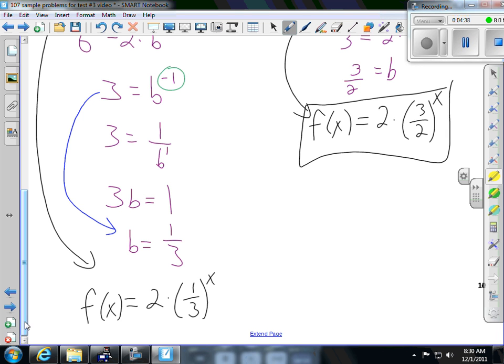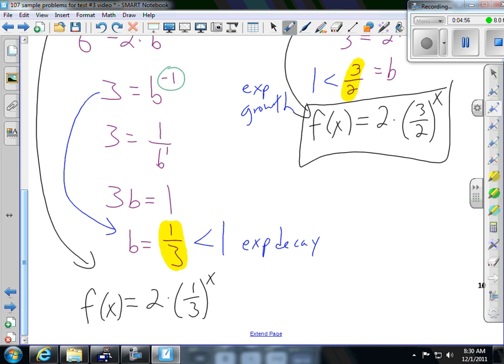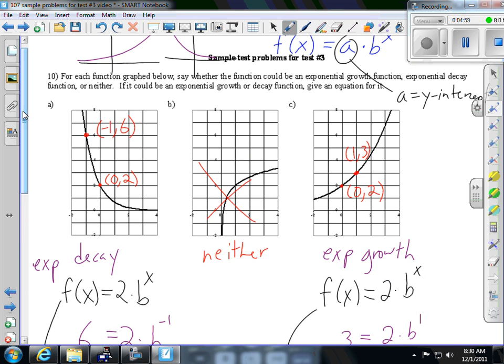And just a note, b in this case was 1/3, and the b in this case was 3/2. 1/3 is less than 1, which means there should be exponential decay. 3/2 is greater than 1, which means it should be exponential growth. And if you look at the pictures, the left-hand side is exponential decay, and the right-hand one is exponential growth.